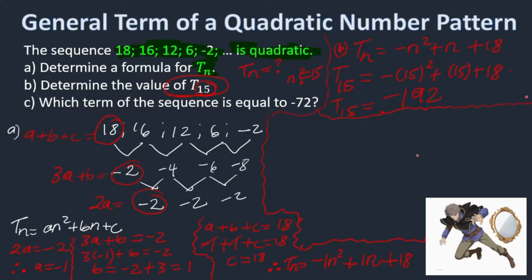Pretty nice. So now question C. Question C says, which term? Oh, you see what's happening? Which term? This is the position. At which n value of the sequence will I have -72? Now, it means they are looking for n and they gave me Tn. Now, equation first.